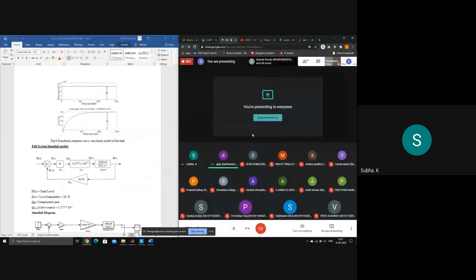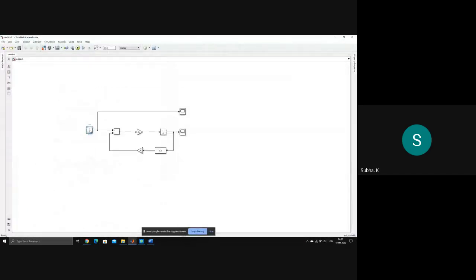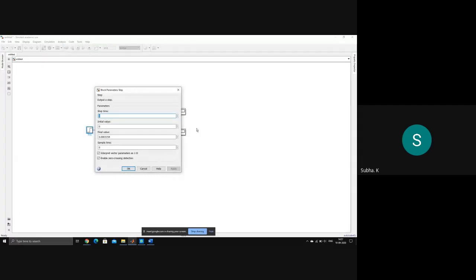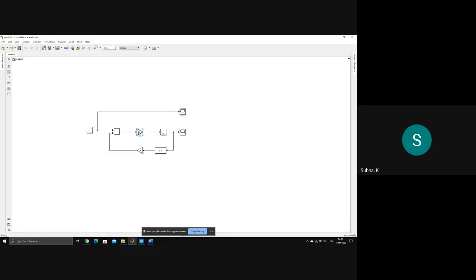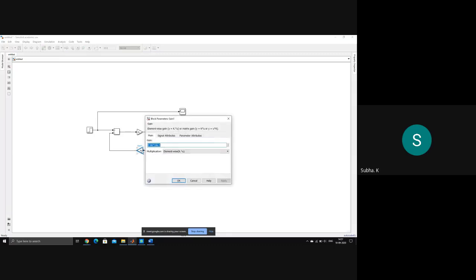Yeah, you open one by one. Let me check the values. Yes, the step value. That one value is 0.031. That is correct. Next one, the remaining values. That is 20 point. That's also correct. Then next one. Okay, 10 to the power minus 5.